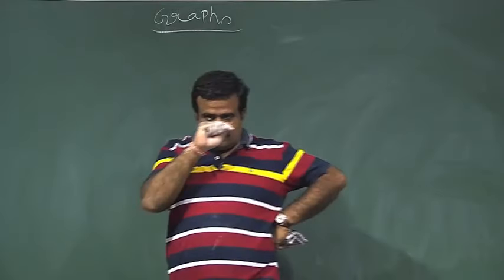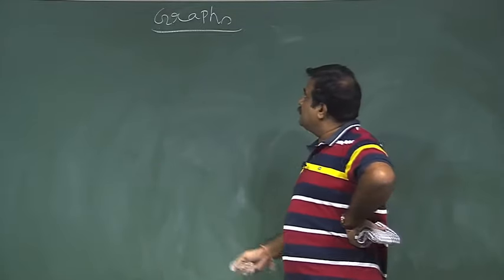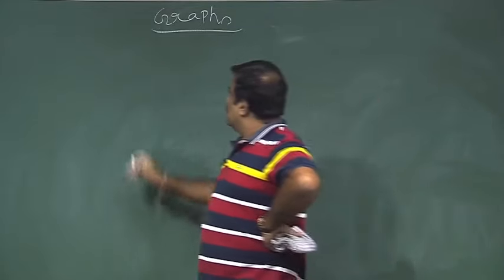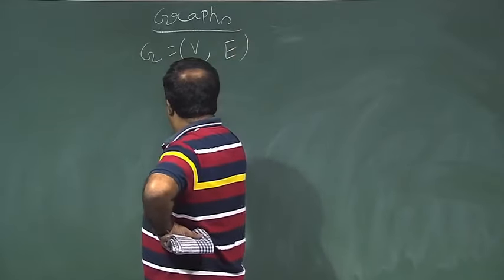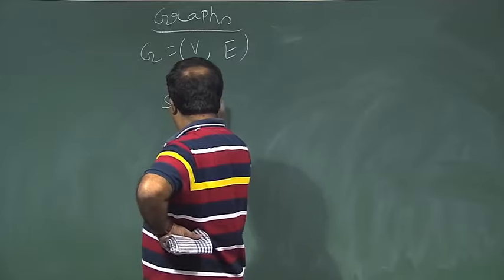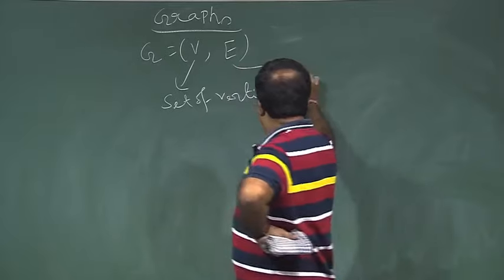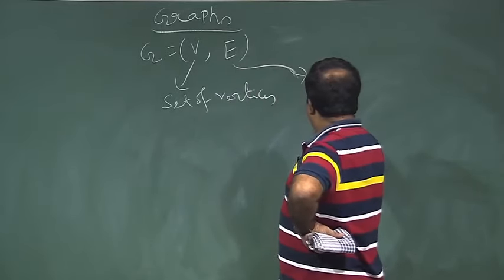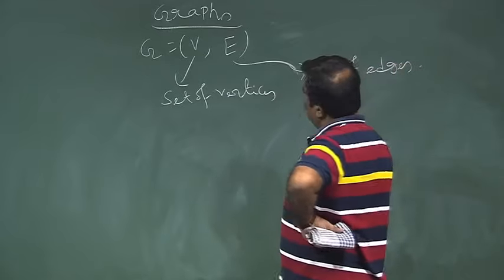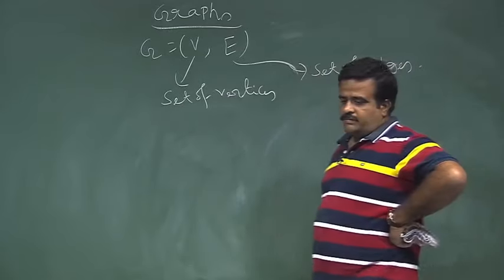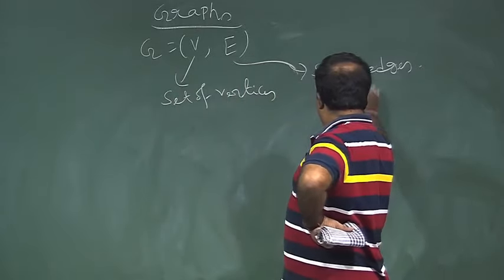Okay, so we start. We talk about graphs. So just to recap, what is a graph? Basically, for a graph we have V and E. V is the set of vertices, or it is also called nodes, and E is the set of edges. E is a subset of V cross V.